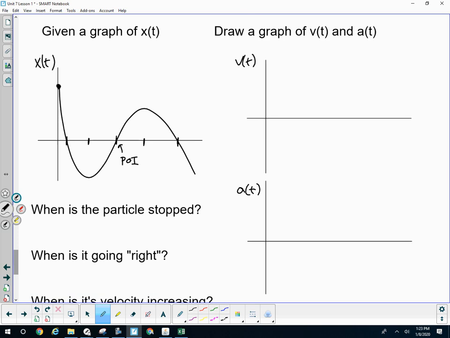Now, it's important to be able to interpret graphs. Sometimes you'll be given the graph of position. Oftentimes you'll be given the graph of velocity. Just like oftentimes back in Unit 3, you were given the graph of f prime, not the graph of f. Okay? That's okay. You will find that it's very, very similar. It's the same stuff that we've done in the past. We are still doing it, just with different context.